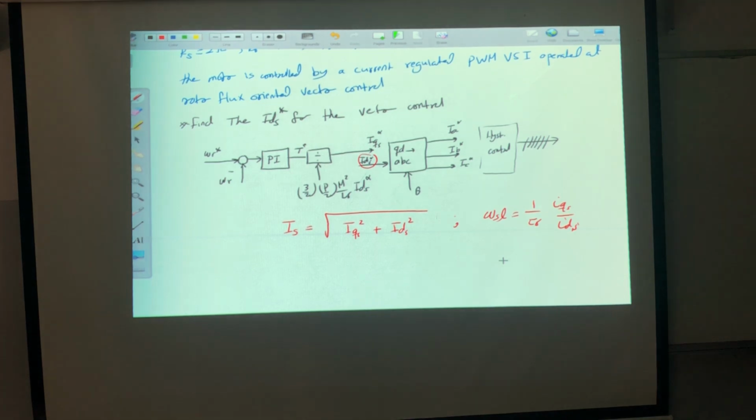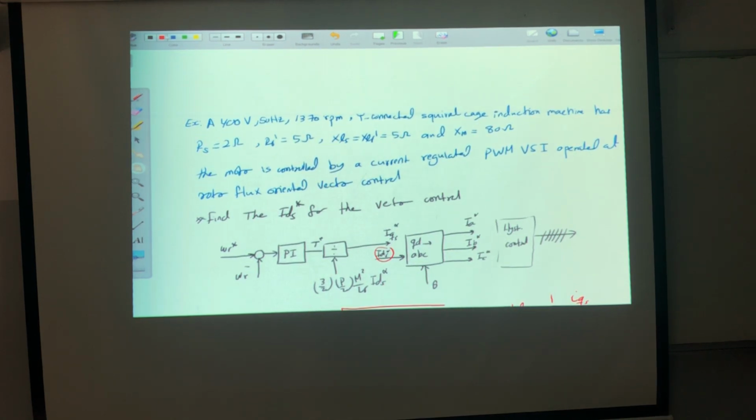Omega slip. Why? At rated condition, this machine is rotating at 1370, I think. So I can calculate omega slip from here. Omega slip will equal omega s minus omega r. Now omega s will equal 2 pi times 50. This is the synchronous. This machine has 2 or 4 poles? 4. So NS will equal 1500. So NS minus NR: 1500 minus 1370 is 130.